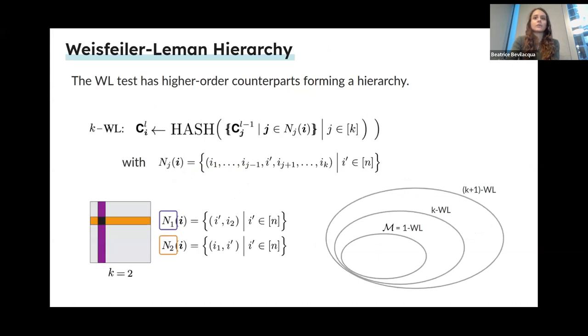There exist higher order counterparts of the WL test, which form a hierarchy, with k-WL considering, instead of a single node, a tuple of k nodes. The concept of neighbors of a tuple is obviously different from the concept of neighbors of a node, but understanding the details is out of the scope of this talk. The important part is that we talk about a hierarchy because all the pairs of non-isomorphic graphs that are distinguishable by k-WL are also distinguishable by (k+1)-WL, but the contrary is not true. And therefore, there is this strict inclusion between the spaces, as shown by the diagrams here.